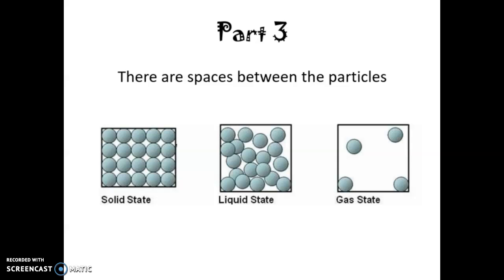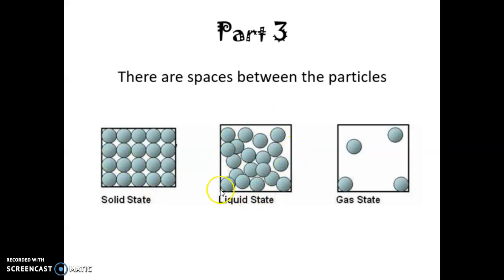Part 3 of the particle theory, you can write this down on line 3. There are spaces between the particles. Now, the amount of space can change depending on if it's a solid, a liquid, or a gas. You can see over here that each circle is considered a particle. In a solid, these particles have a little bit of space between them, but not really. They're touching, and they're also moving, which we'll talk about a little bit. They're kind of vibrating. But the important thing here is that there's space, but just a little bit of space.